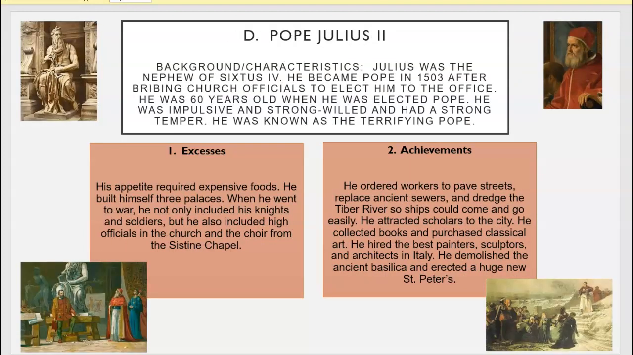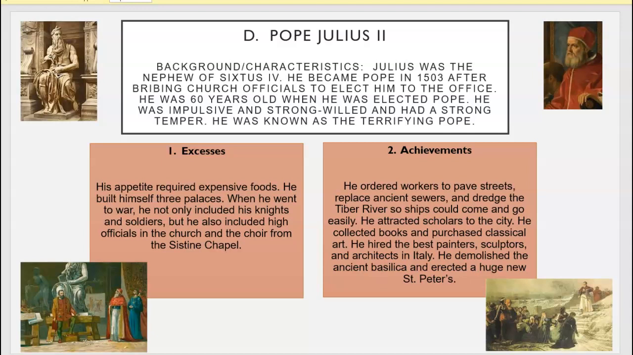Pope Julius II. Background and characteristics. Julius was the nephew of Sixtus IV. He became pope in 1503 after bribing church officials to elect him to the office. He was 60 years old when he was elected pope. He was impulsive and strong-willed and had a temper. He was known as the terrifying pope.